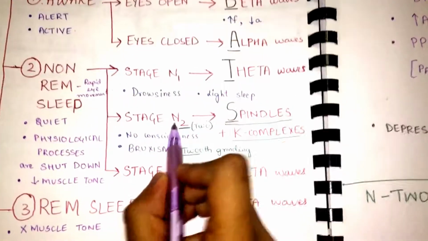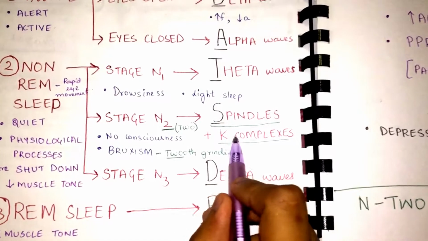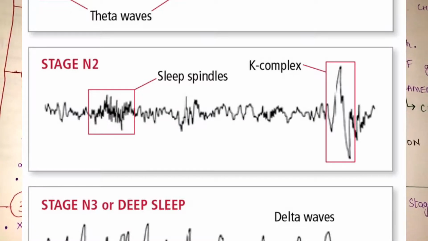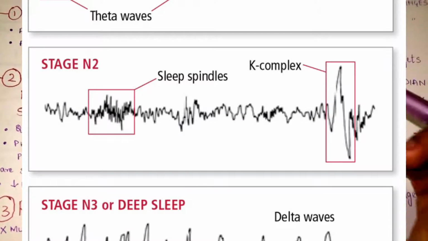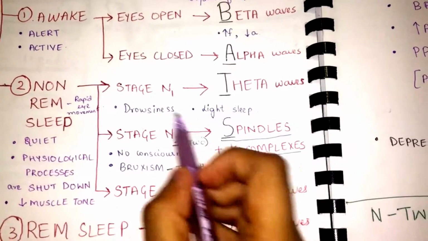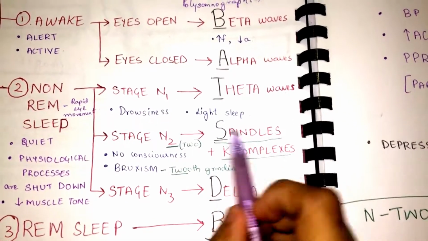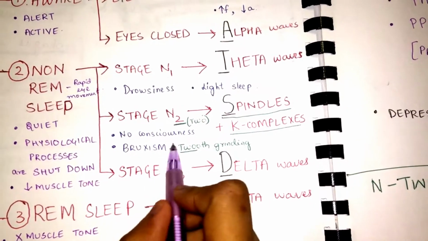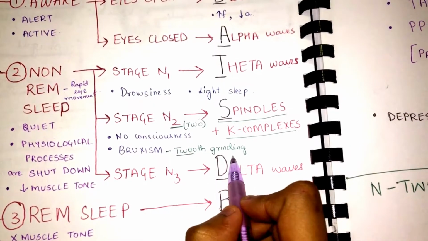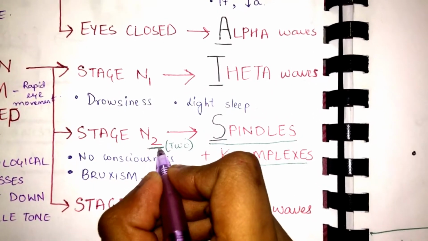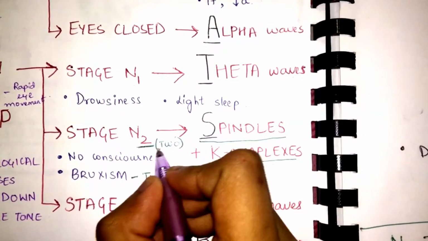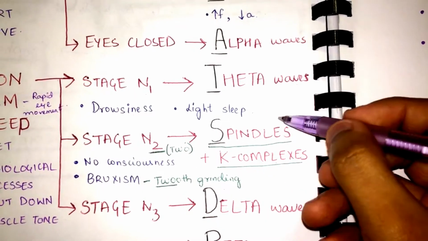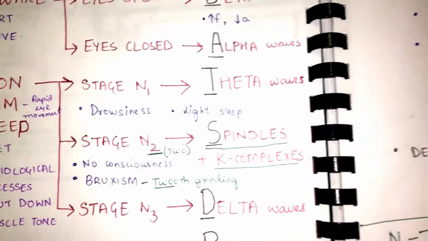The second stage of sleep has spindles and K complexes. You can see in this picture, there are spindles. These are the spindles where everything just gets messy, and the K complex is here. In the second stage, you have no consciousness, and you can see bruxism. Bruxism means tooth grinding. There's a mnemonic to remember this: 2, tooth grinding, 2. And there are 2 things that you observe here: the sleep spindles and the K complexes.